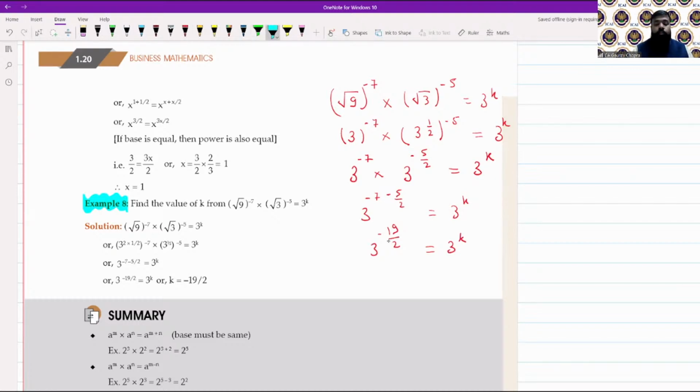Now, again, on both the sides, we are having the same base. So powers are also equal. So therefore, k is equal to minus 19 upon 2.